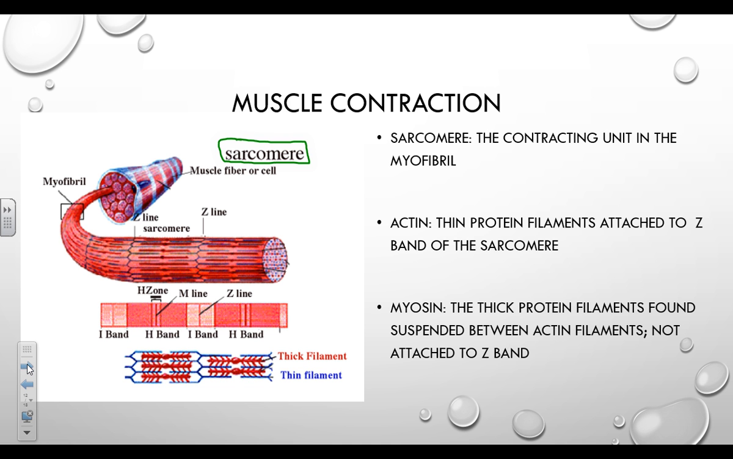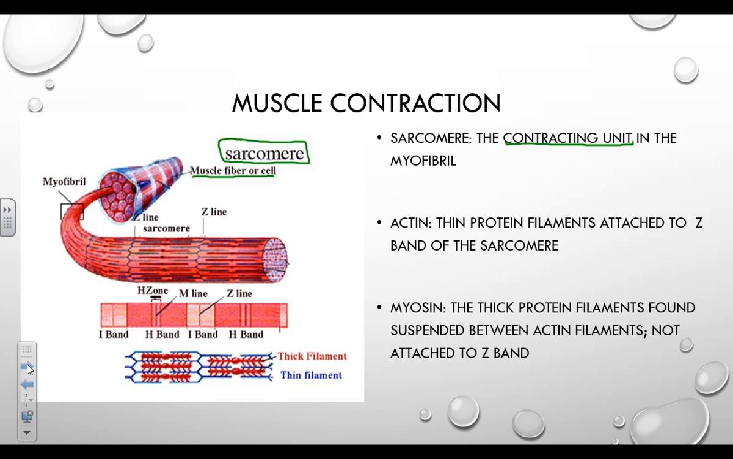A definition of what a sarcomere is: it is the contracting unit in a myofibril. To situate yourself where this actually is, notice that this top label here is a muscle fiber or a muscle cell. Remember, a muscle fiber is a muscle cell.